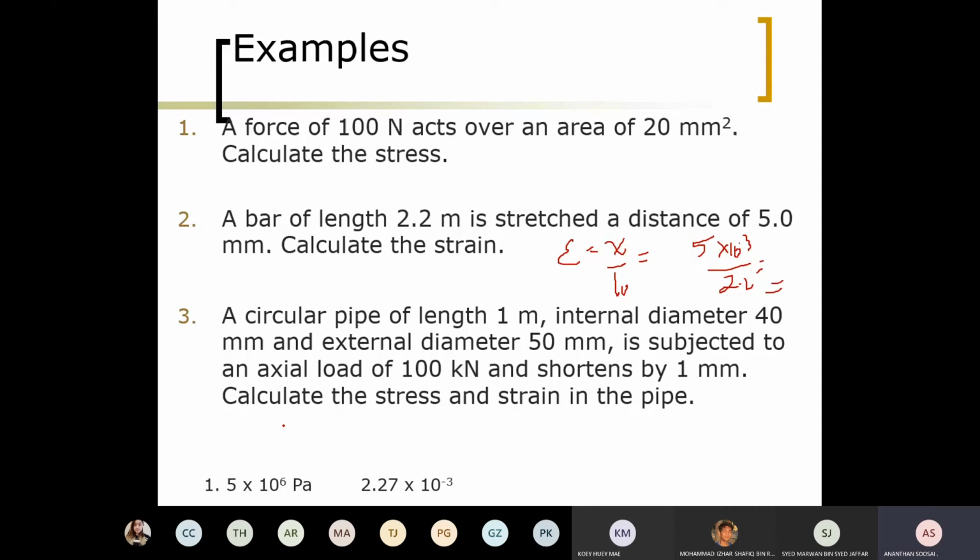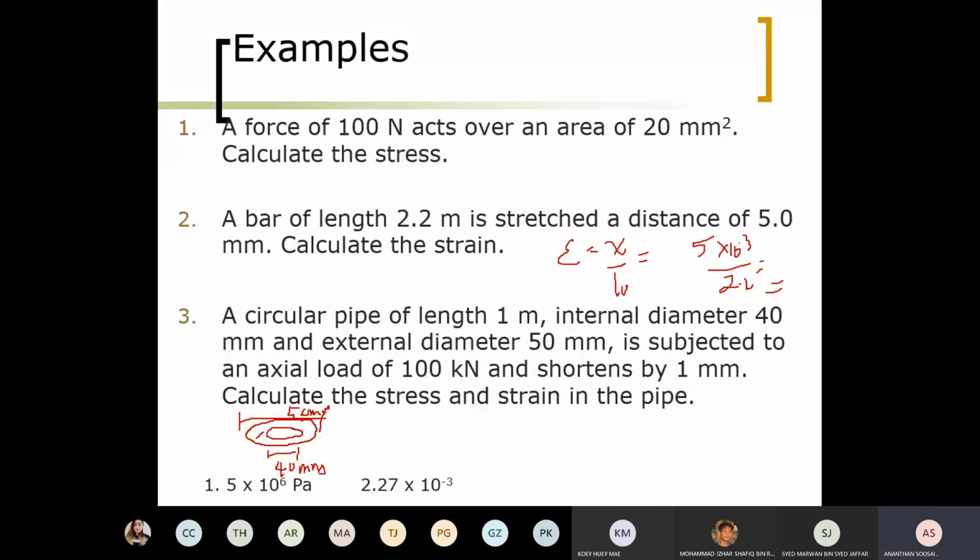But this is a pipe. This is a pipe with outer diameter of how much? 50 mm. And inner diameter. Oh, that means there is a cavity inside. There is a cavity, an empty slot. Inner diameter is how much? 40 mm.